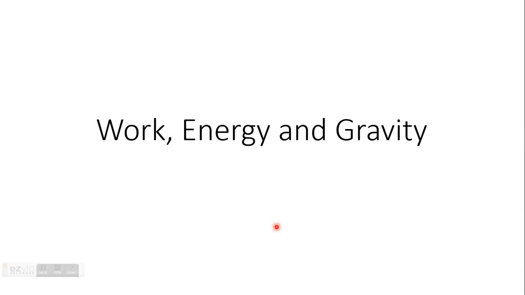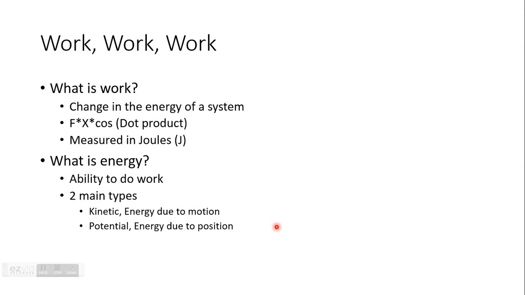This week we're going to be talking about work, energy, and gravity. So, what is work? Work is the change in an energy of a system. The formula for it would be the force times the displacement times the cosine of the angle between the two, which is the dot product of the force and the displacement, and work is measured in joules, as is energy.